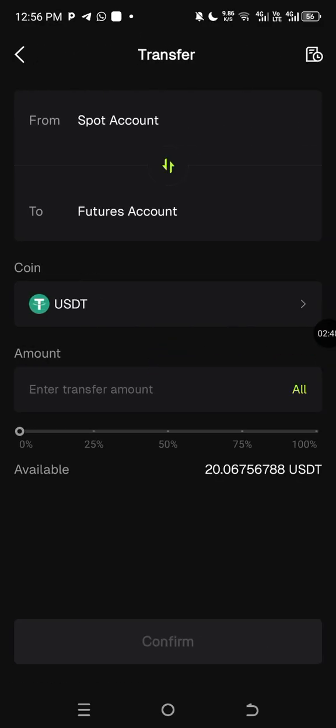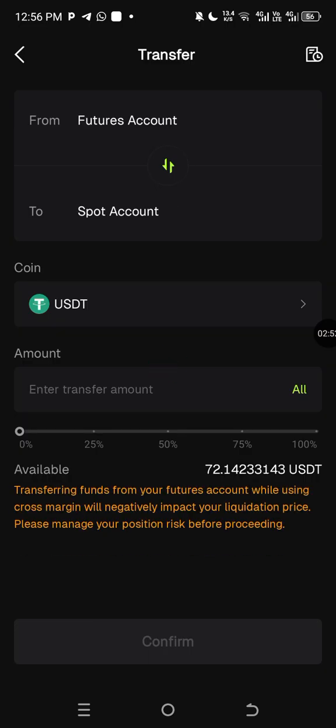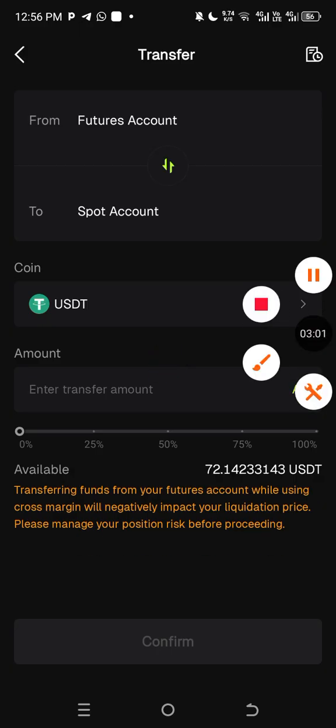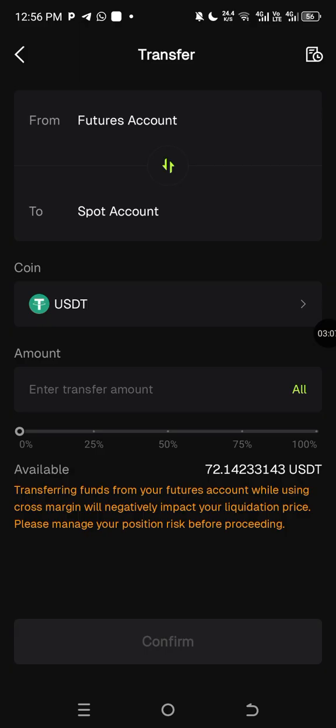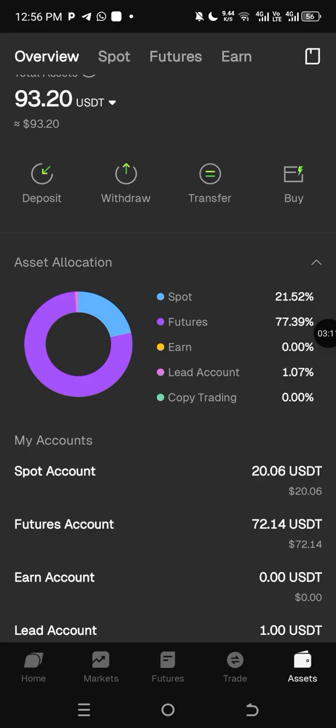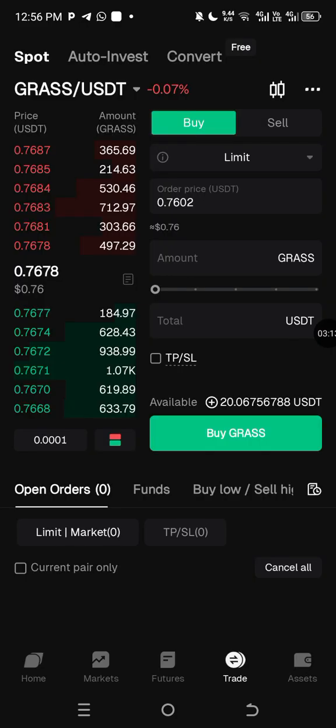The moment you click transfer, you can see how you can move money from any part of your account. If you have money in futures, you can just move. Click on this middle icon here, and then transfer from futures to spot. Now, after you have done that, come to spot.